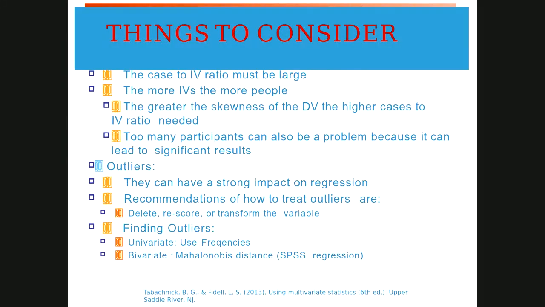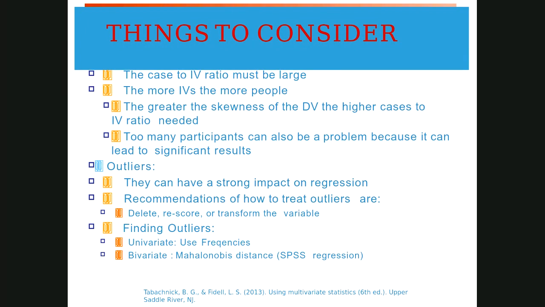One thing to consider with regression is, of course, we could have any number of independent variables theoretically, but we have to limit it because the more independent variables you add, the more participants you need to have. The number of cases or participants to the number of independent variables must be large, or at least sufficient to have power. So the more independent variables you have, the more people you should have.